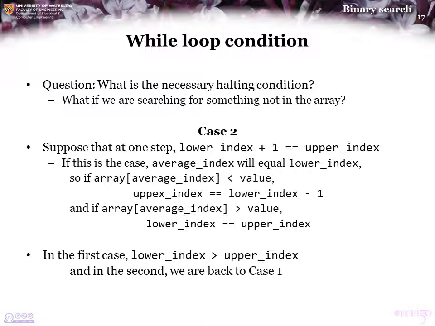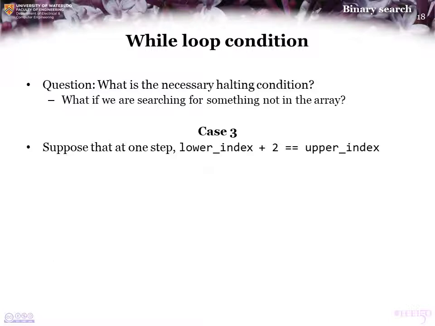So in the first case, lower index is greater than upper index, while in the second case, we're back to case 1. In the first case, we're guaranteed the object we're looking for is not in the array. In the second case, we'll go back to case 1 to determine whether or not the object is actually stored at what is initially here at index upper index.